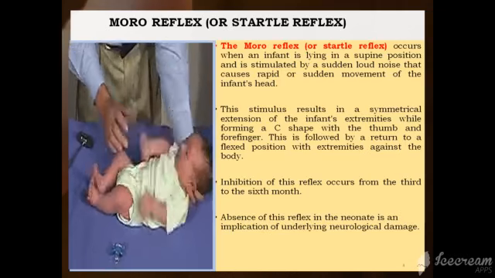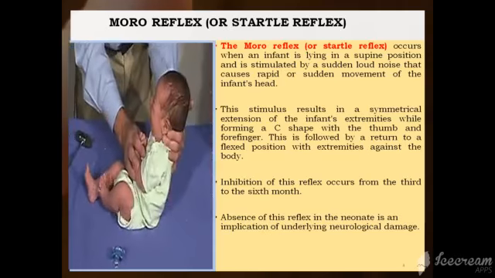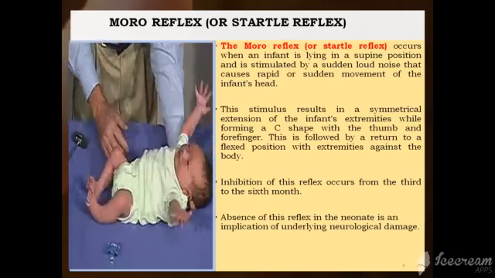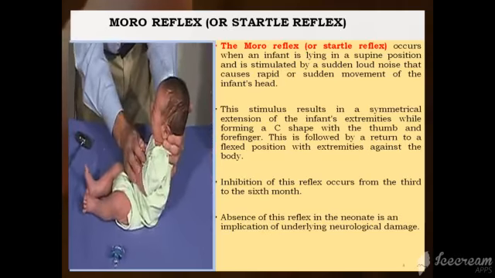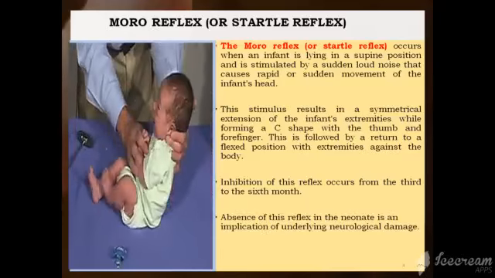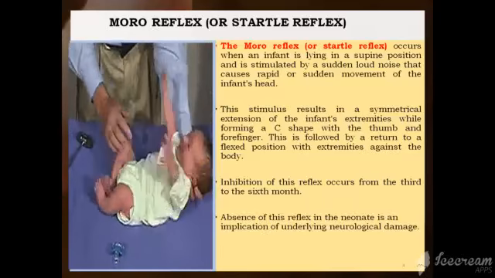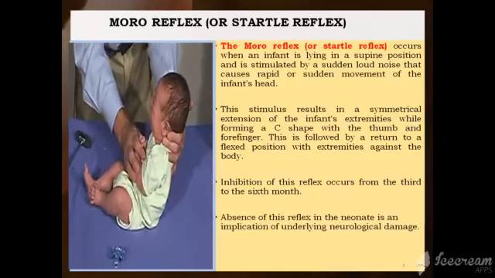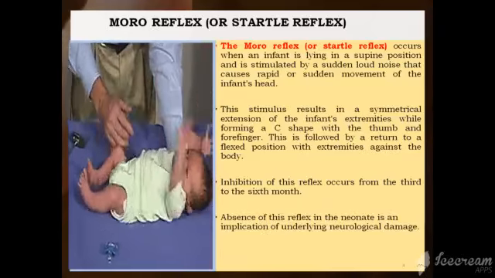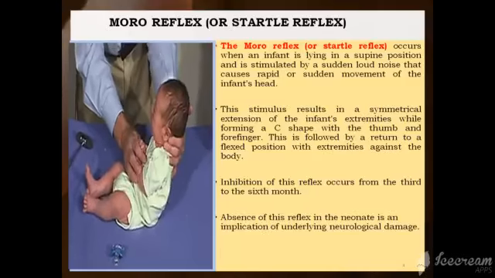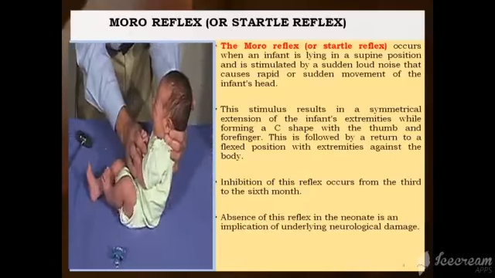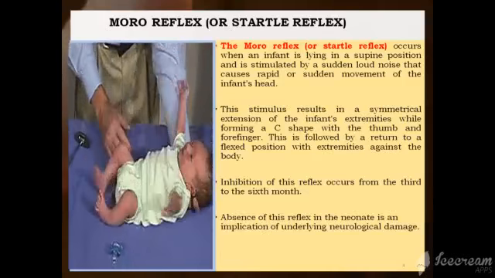The next reflex is the Moro reflex. This Moro reflex occurs when an infant is in a supine lying position and a loud sound is produced around the baby's head, or there is a sudden movement of the infant's head. The stimulus results in a symmetrical extension of the infant's extremities, as you can see in this video.